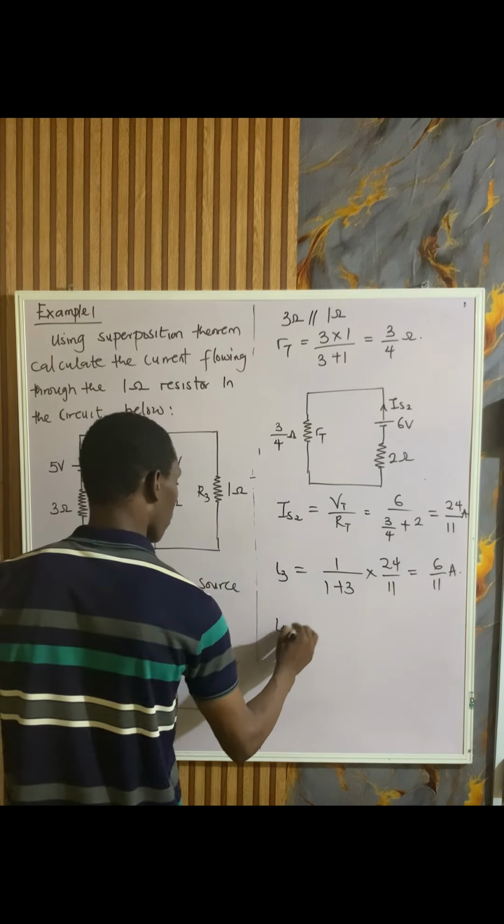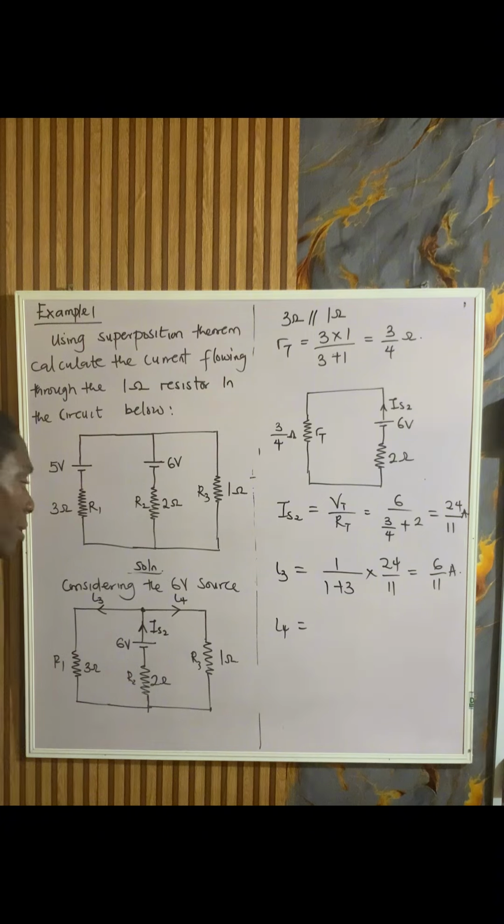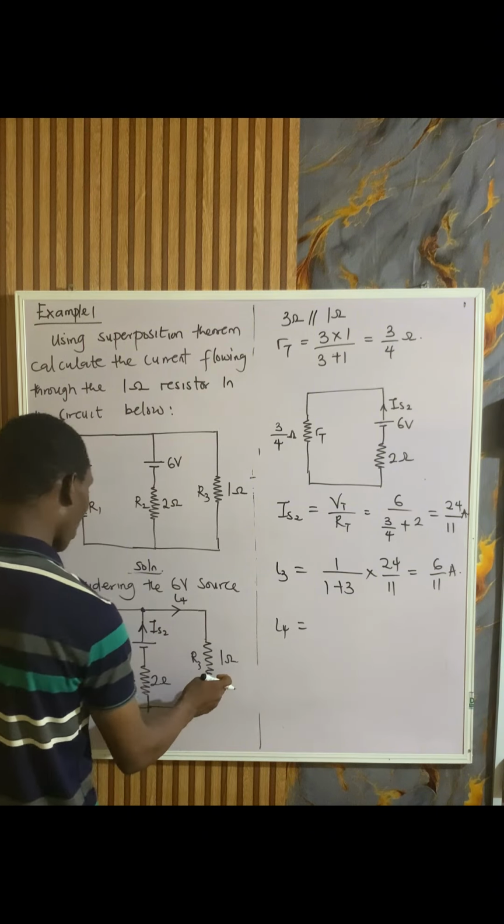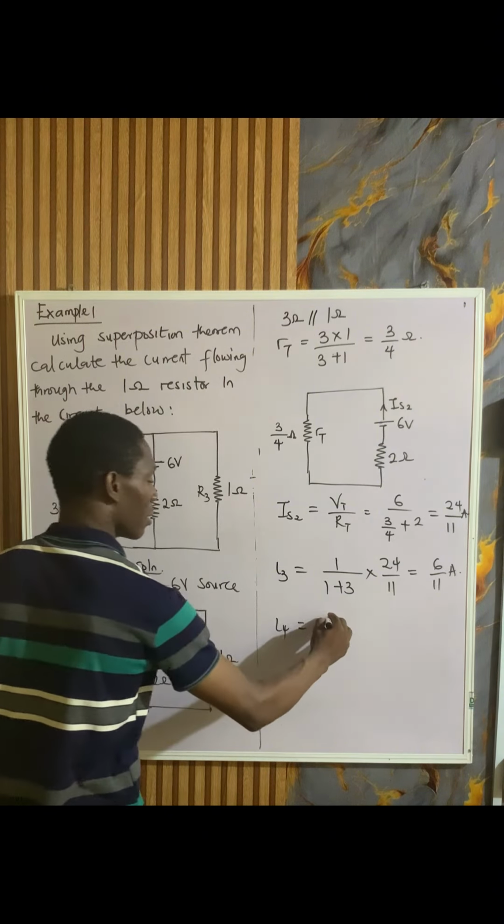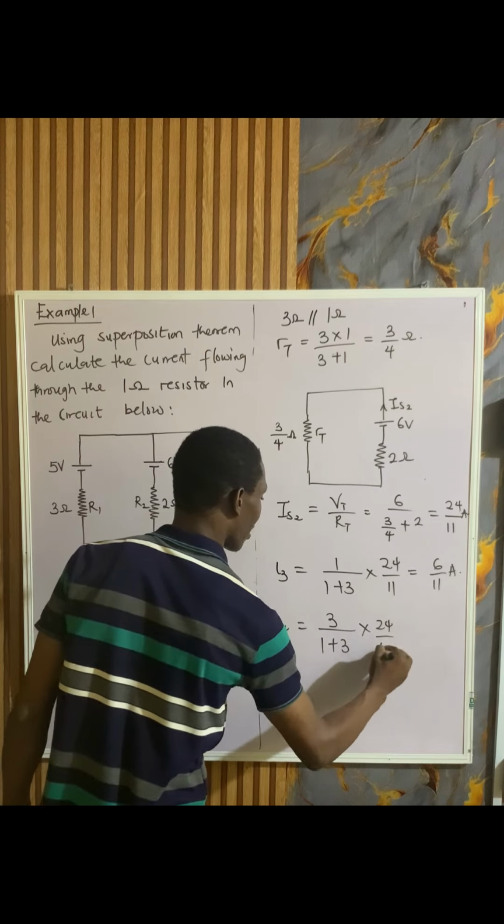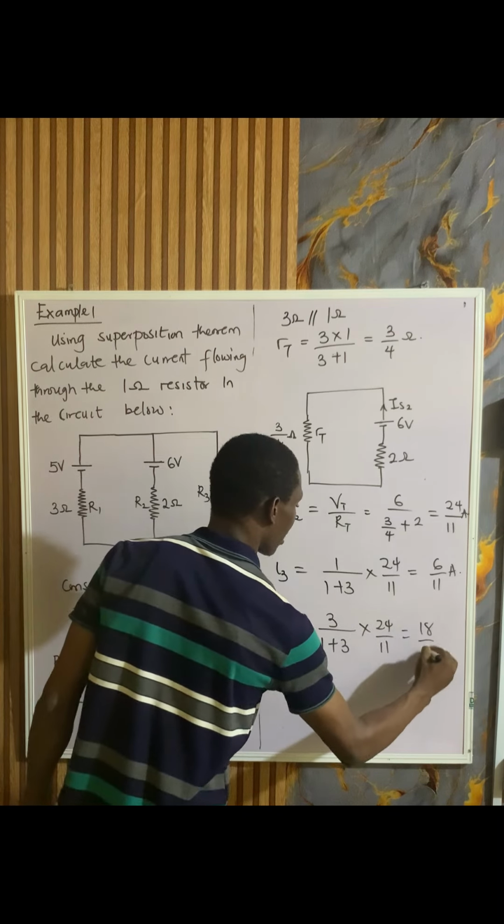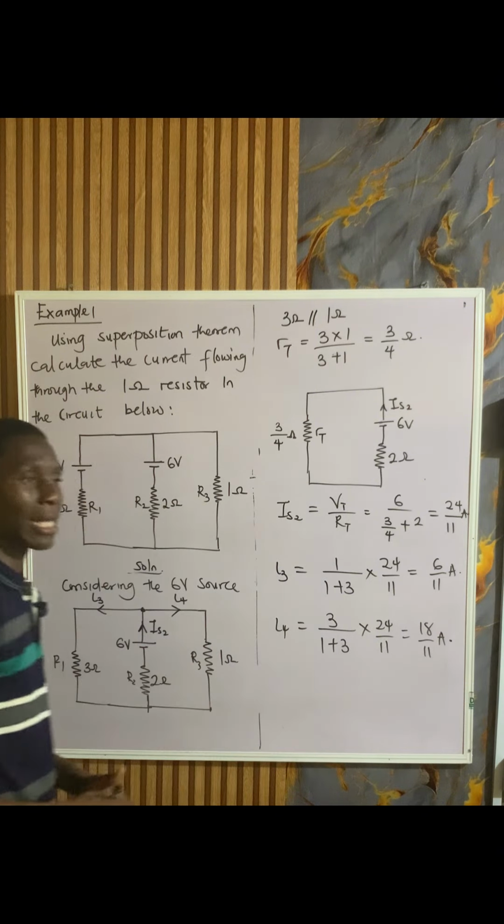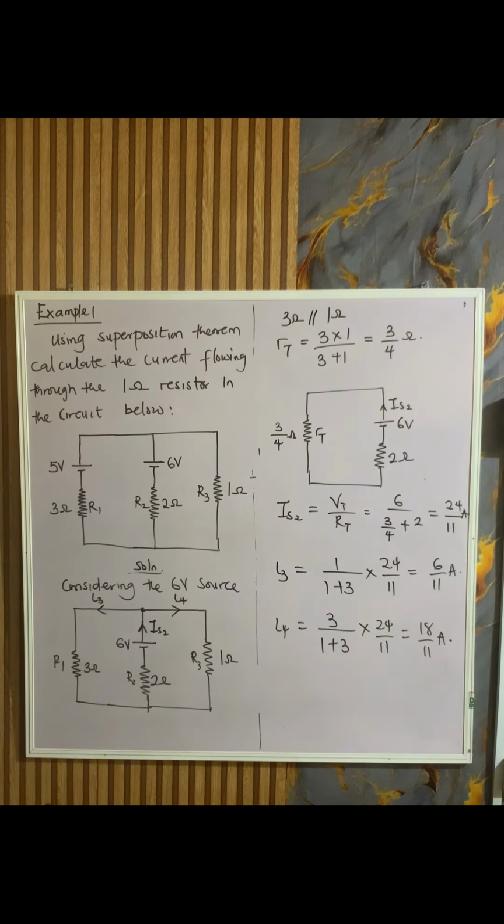Now, what is I4? I4 means current flowing through the 1 ohm resistor. So I'll use the other resistor, 3 over 1 plus 3, times the current they are sharing, 24 over 11. And that will give us 18 over 11 ampere. So that's that.